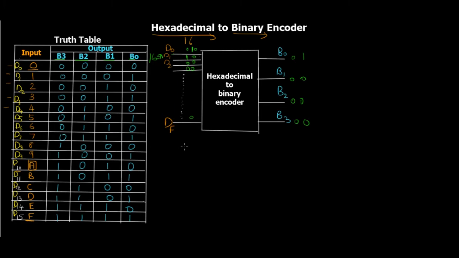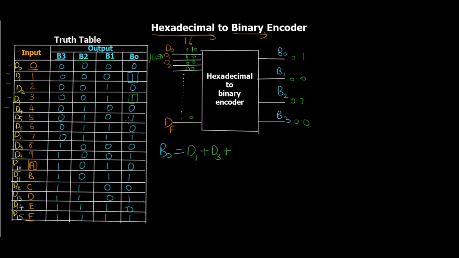So let me just write it down, B0. What we're going to do is find out all the inputs where B0 is going to be high. So this is one such case, right? For that we have D1. So I'll write D1. Then let's find the next case. You can see over here, this is D3. So take an OR operation and write down D3.